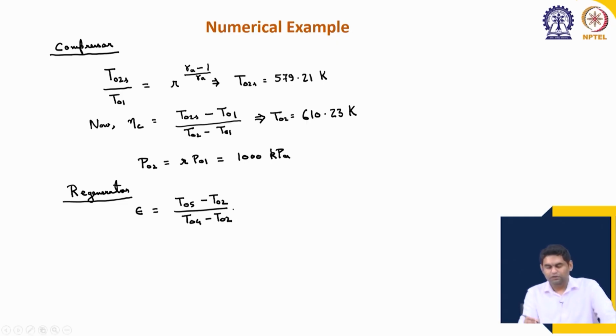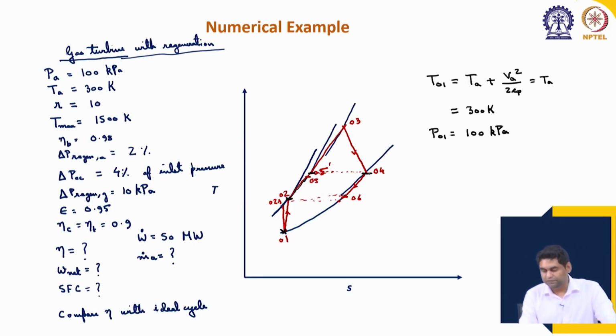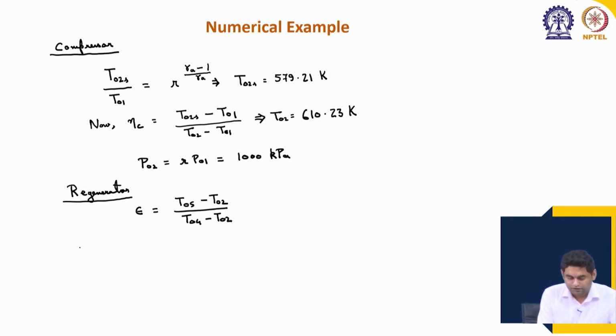So, to get the T05 value, we will need to find the value of T04 first. T04 is the temperature at the exit of the turbine. So, how do we find that? Let us solve for the turbine.